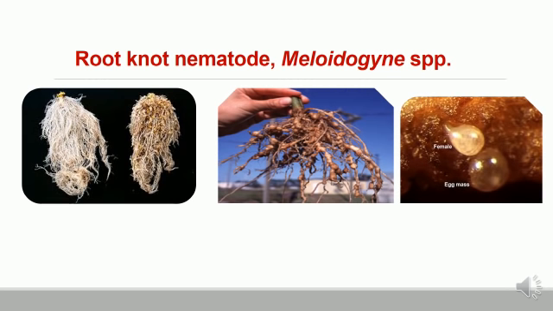In root knot nematodes, juveniles develop into adult males. They are initially parasitic in nature. After molting 3 times, the male nematodes leave the host. So parthenogenesis is the common mode of reproduction in this nematode.